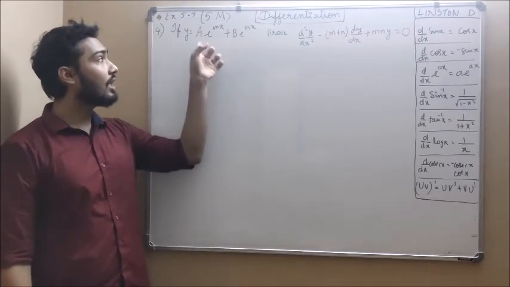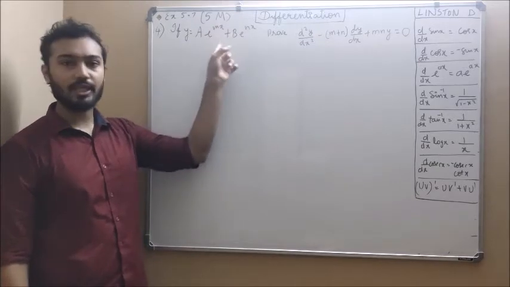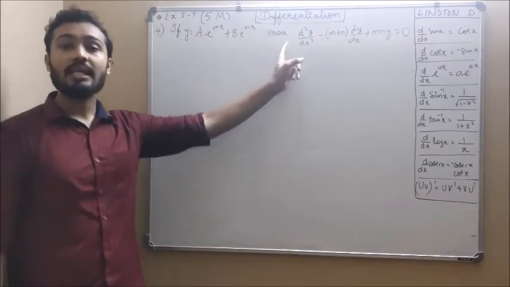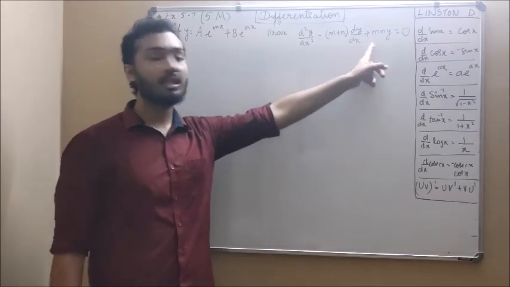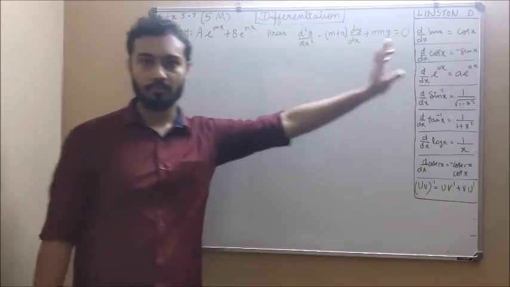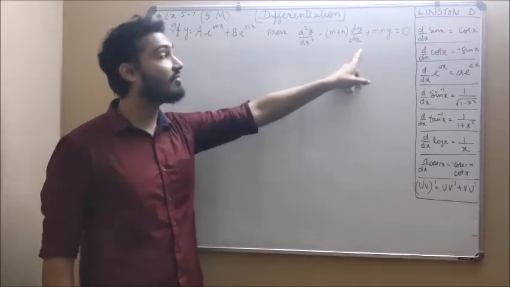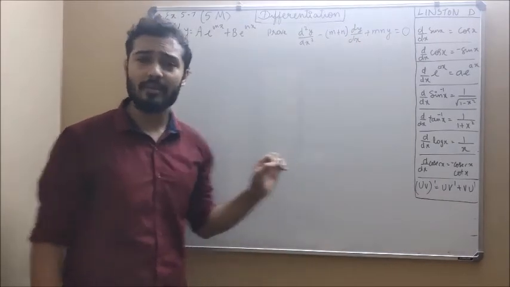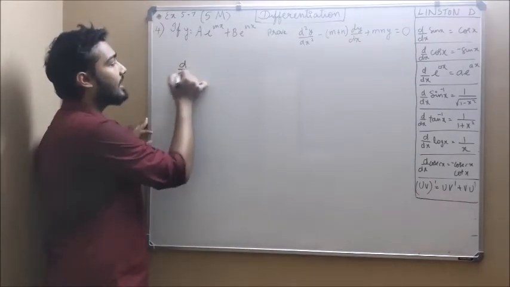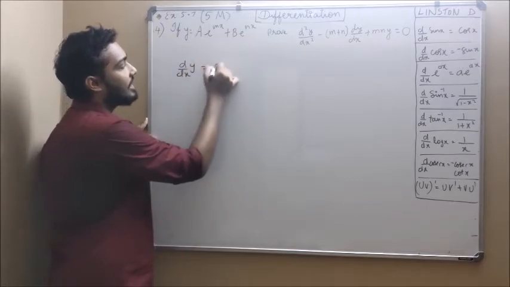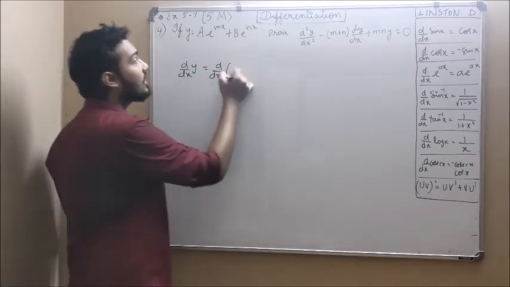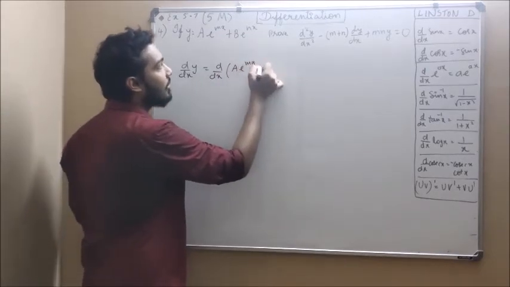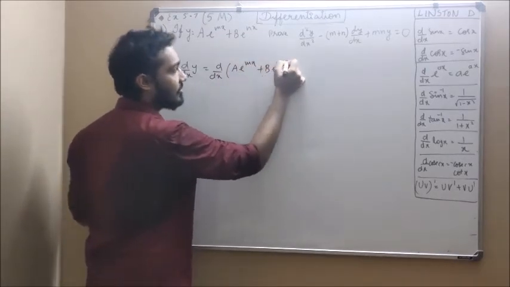If y equals a e^(mx) plus b e^(nx), prove that d²y/dx² minus (m plus n) dy/dx plus mn y equals 0. Now first we will find dy/dx. What is dy/dx? It is d/dx of y. What is y? y is nothing but a e^(mx) plus b e^(nx).